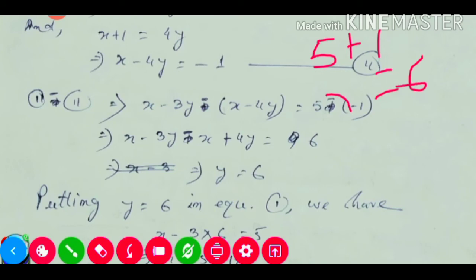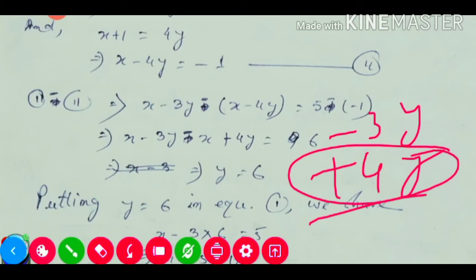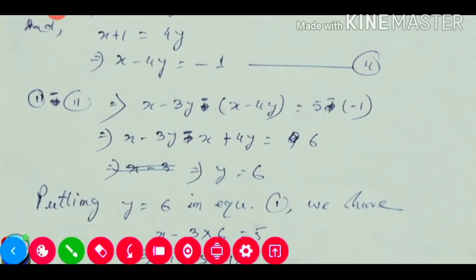Now here we got x, this one is positive, this one is negative, so it will be cancelled, and minus 3y plus 4y. Between these two, 4y is bigger, and it is before the plus sign, so the result will be plus. And 4 minus 3 is 1, so 1 no need to write, just y. So y is equal to 6. We got the value of y is equal to 6.